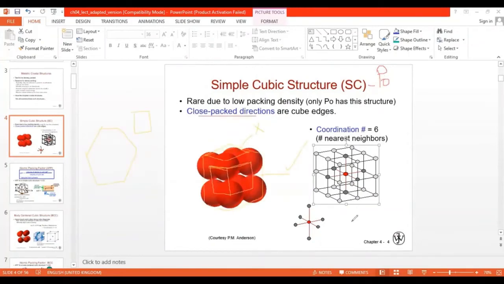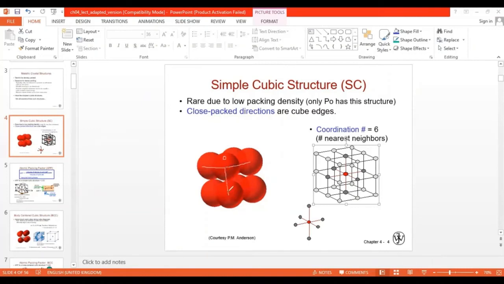Coordination number 6. This coordination number means that any one atom, it need not be this atom or that atom, any one of these atoms, forms contact with how many other atoms? If I take this atom, it is in contact with this atom, these are in touch. It is in contact with this atom, these are in touch. It is in contact with this atom.